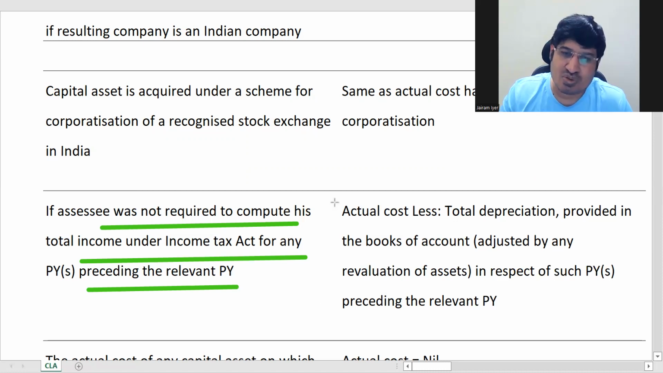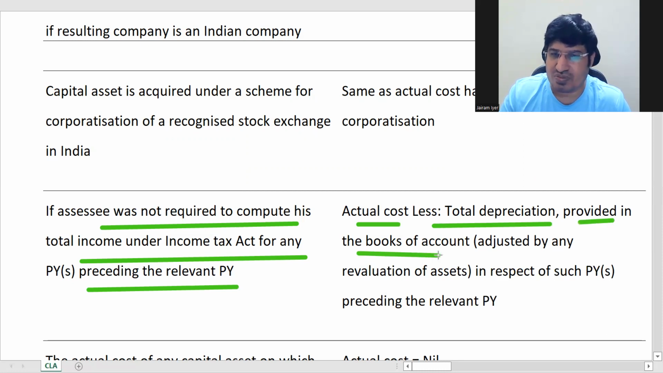For that, again, actual cost less total depreciation provided in the books of accounts. If he has provided depreciation, consider that. And if there is any revaluation of assets, you should consider that also, in respect of such previous years preceding the relevant previous year.